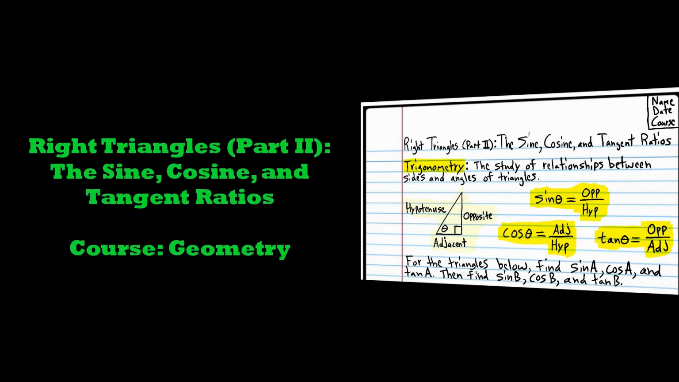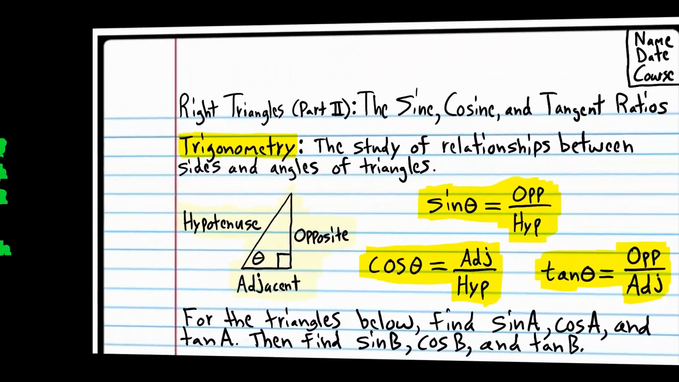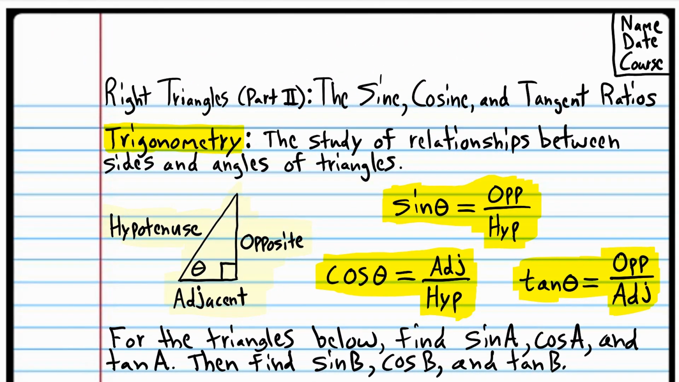This is my geometry course. Today we're going to continue to learn right triangles, but we're going to focus on the sine, cosine, and tangent ratios. If you haven't done the homework completely and correctly from the last class, do that homework before watching this video. We're going to start by learning a new word, trigonometry.